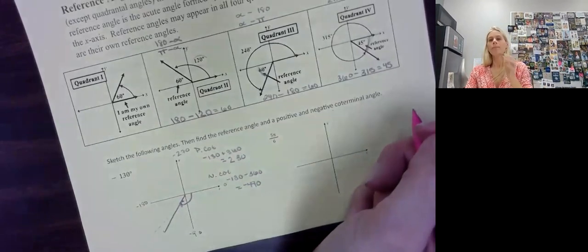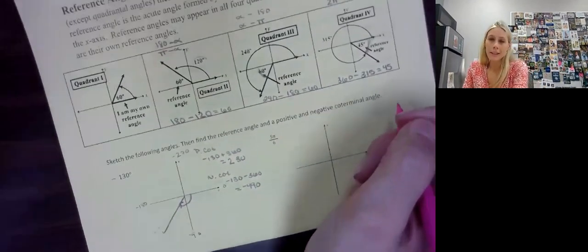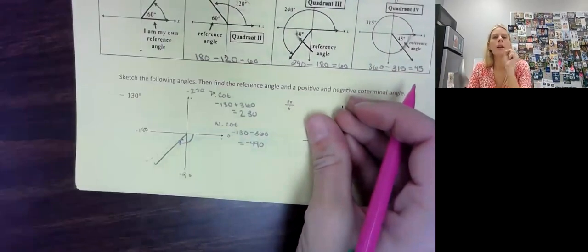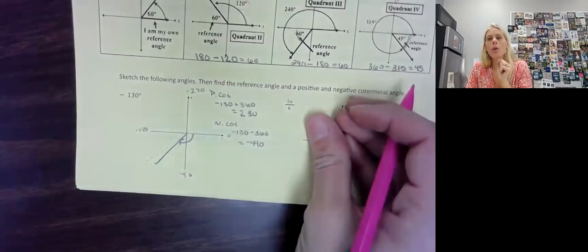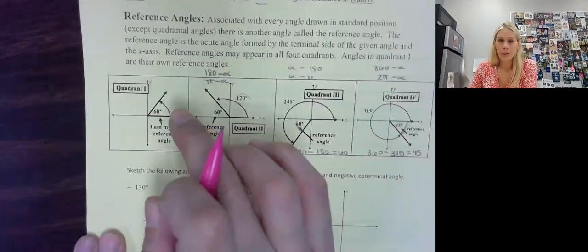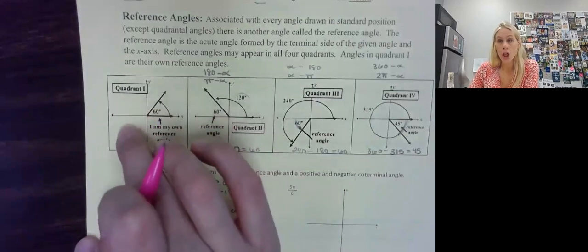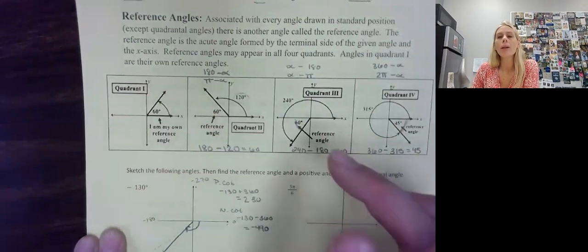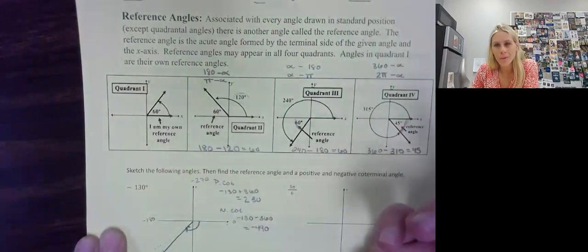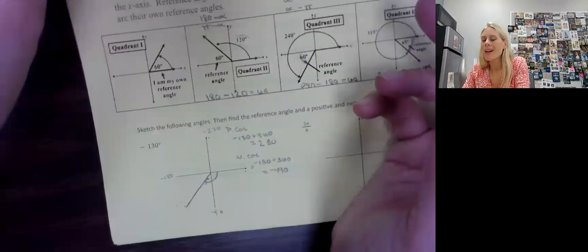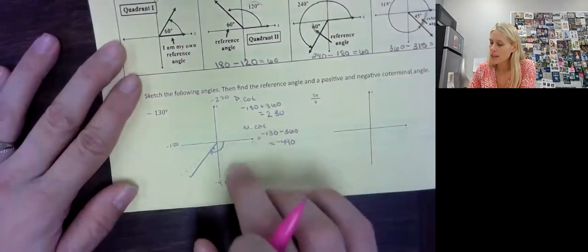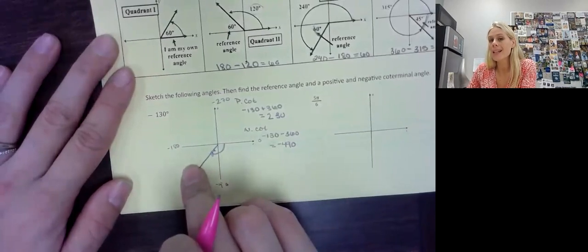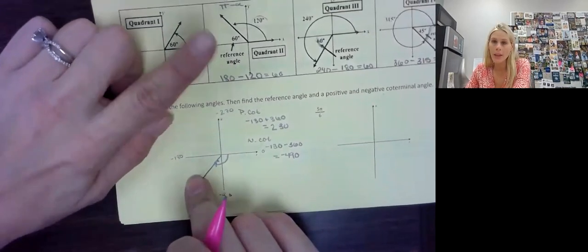All right, ready? This is where it gets a little confusing considering we just went over these notes, right? So our quadrants go, let me do this one, first, second, third, and fourth, okay? Counterclockwise. But with our negative degrees, which way do we go? Clockwise. So kind of think of it like this is our first, this is our second. Because this then tells us what to do with our stuff.